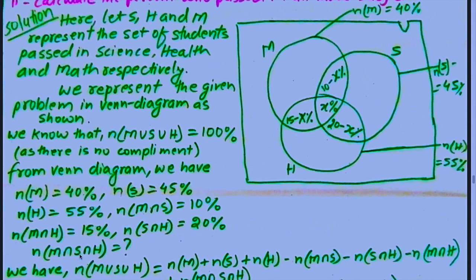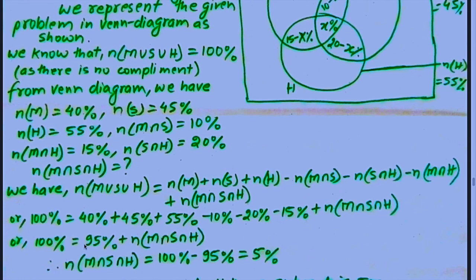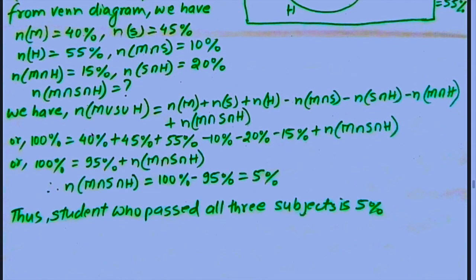And M intersection S intersection H equals what? We have a formula, and from the formula we can find this value. Let's see the formula. n(M union S union H) equals n(M) plus n(S) plus n(H) minus n(M intersection S) minus n(S intersection H) minus n(M intersection H) plus n(M intersection S intersection H).